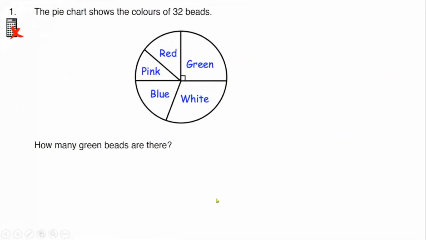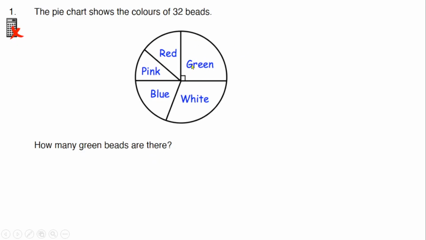For the first one here, this is a GCSE past question, international exam. The pie chart shows the colors of 32 bits. How many green bits are there? You can see that we have 32 bits, and they have already drawn the pie chart for us, and they have already marked the angle for green. This angle here is a right angle which represents 90 degrees. So they want to know how many bits represent this green.